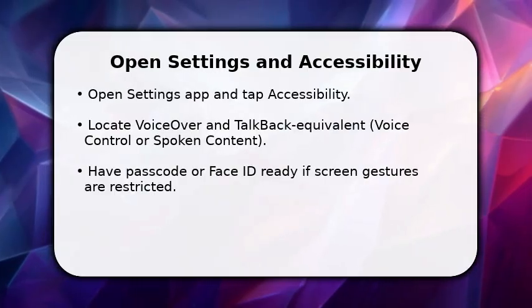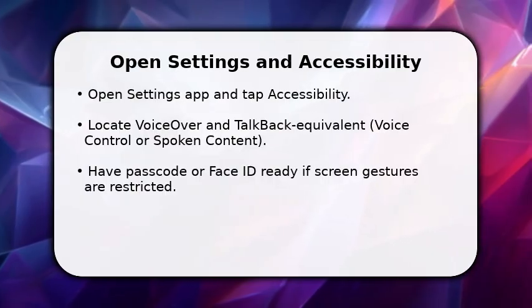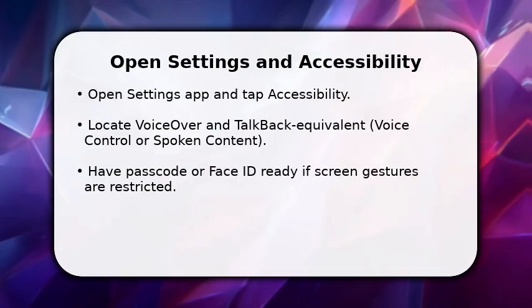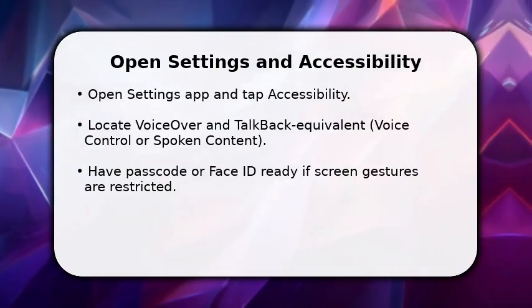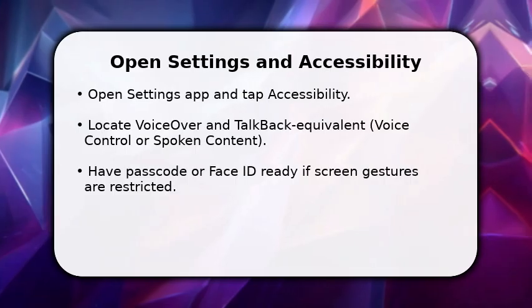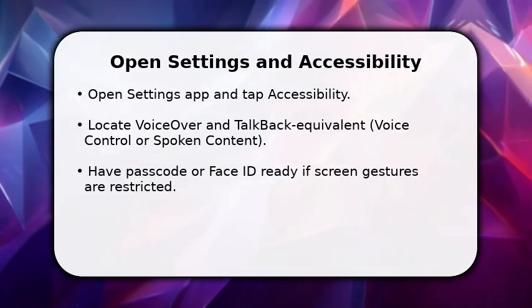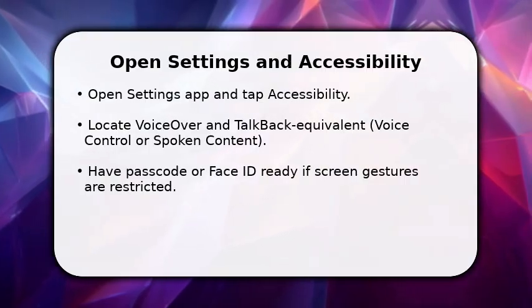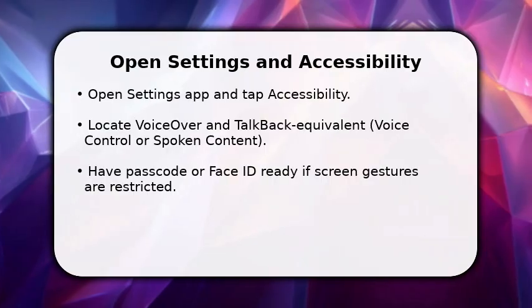You start by opening settings and tapping accessibility so you can change how the screen responds. This is faster than hunting through menus. Once in accessibility, find VoiceOver or the relevant spoken content control. On iPhone, the feature that speaks interface items is VoiceOver or spoken content depending on iOS.